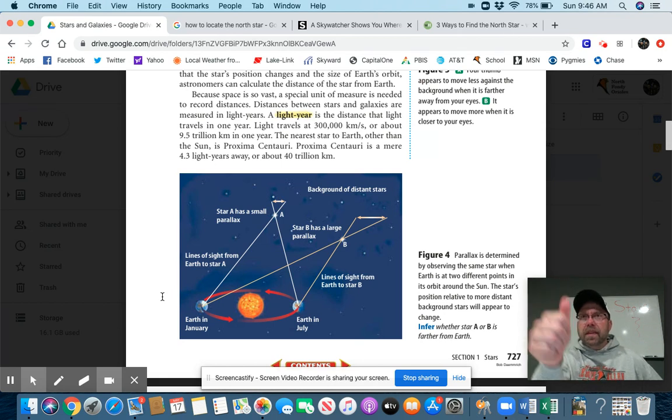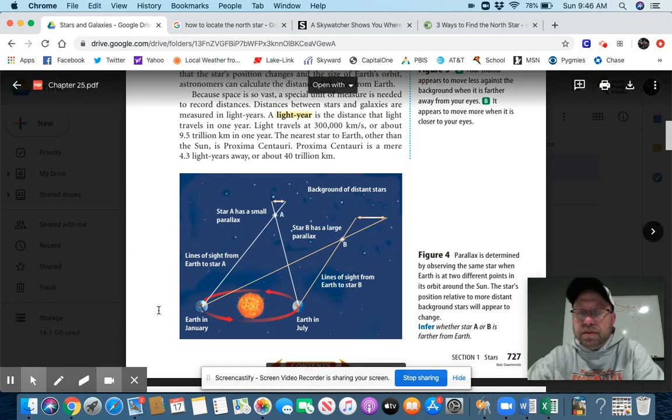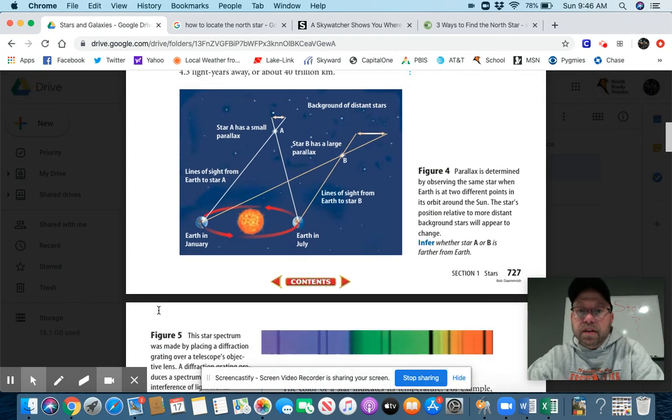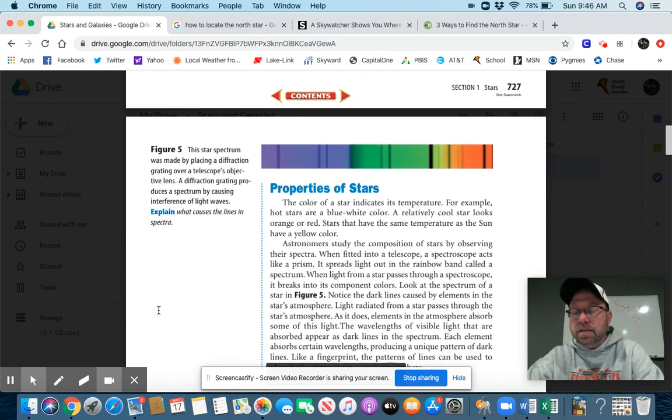Now, if you pick an object further away and you do the same thing, it's going to appear that your thumb has moved quite a bit further. And so when we look at that, the further that it appears that the star has moved according to its background, the further away it is from Earth. And that's how scientists use parallax to figure out the distance of a star from the Earth.